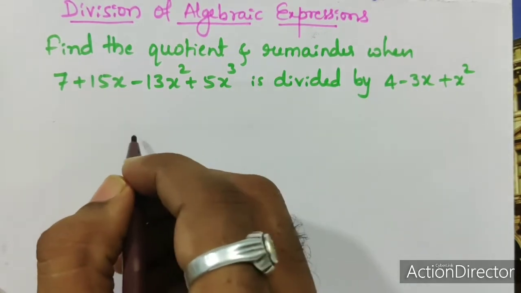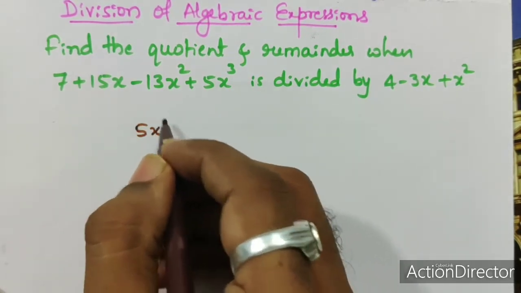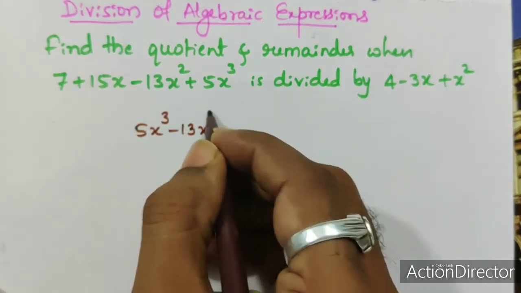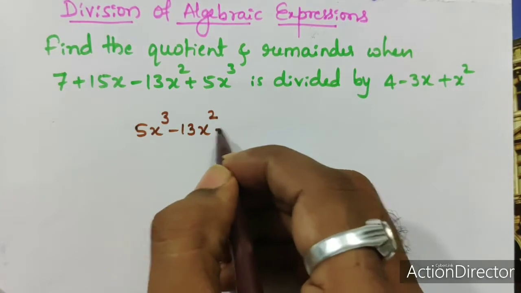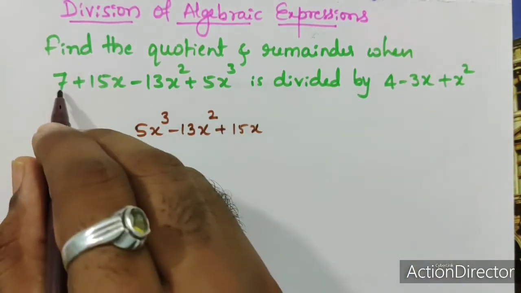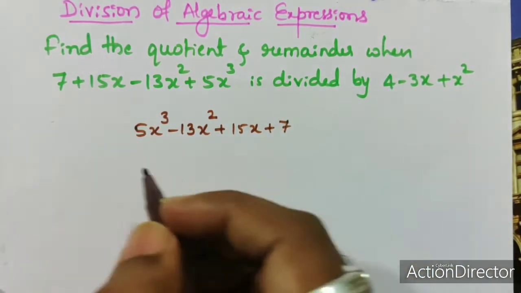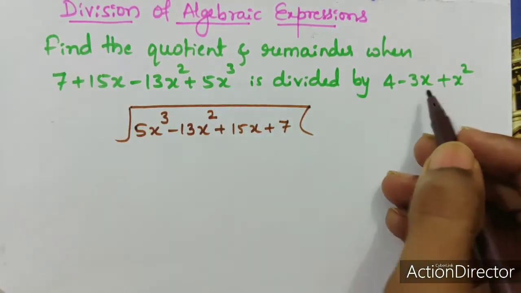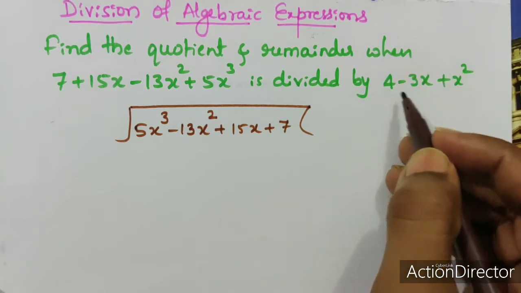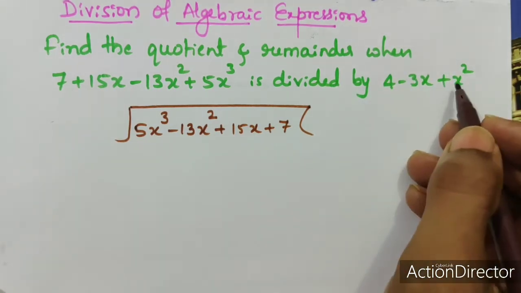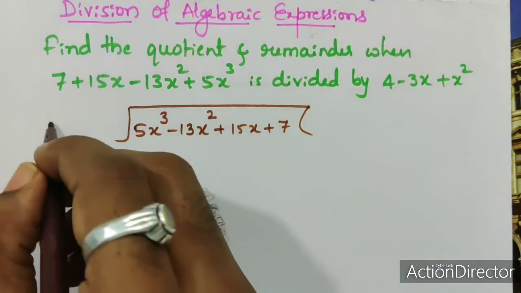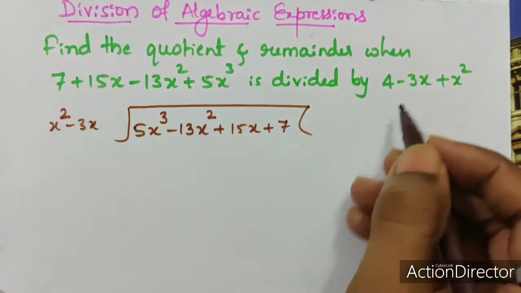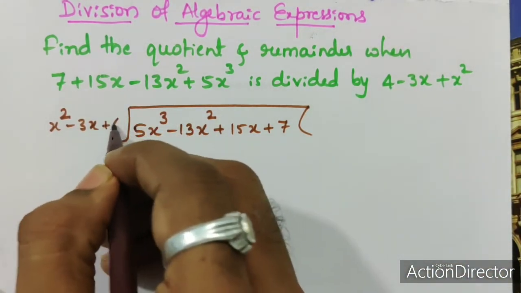First I will write 5x cube, then minus 13x square, then plus 15x, and then the last plus 7. This we have to divide by this one. So the divisor also we should write in this order, first with the highest power, that means x square, next minus 3x, lastly plus 4.